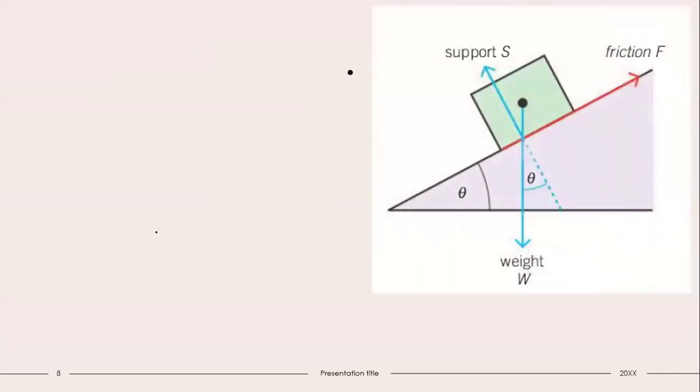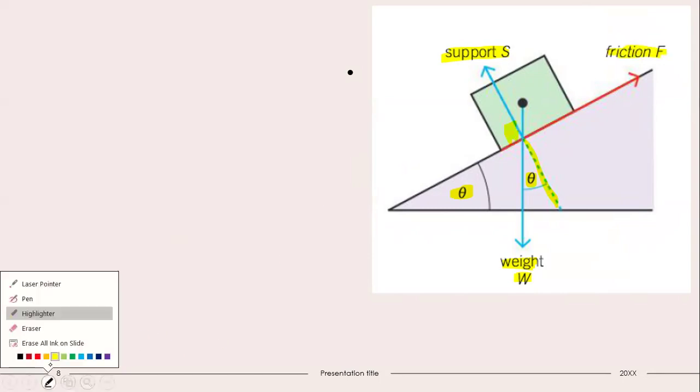Okay, moving forward to a new situation, you can see that a box is over there and its weight is acting in a downward direction. So the weight acts vertically downwards, and then the support force is S. The angle of the weight with the line of action of the support force is theta, that is equal to the angle of inclination, and the support force is always perpendicular to the contact surface. There is another force, which is friction, which is preventing the downward slide of this box.